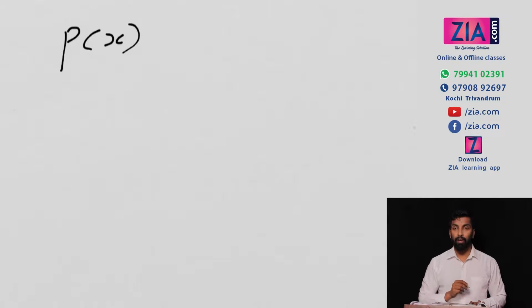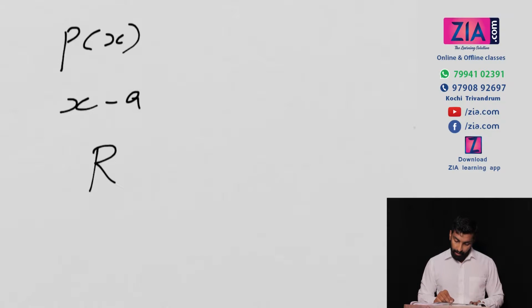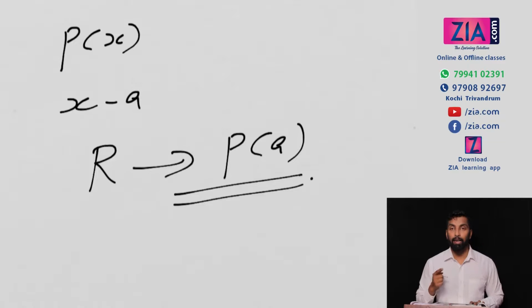Now next we will look at factor theorem. See, factor theorem is actually a special case of remainder theorem. So in remainder theorem what we have understood is you have a polynomial p of x, which is having a degree greater than or equal to 1, and you have a linear divisor x minus a. The remainder will be p of a. You find p of a, you get remainder.